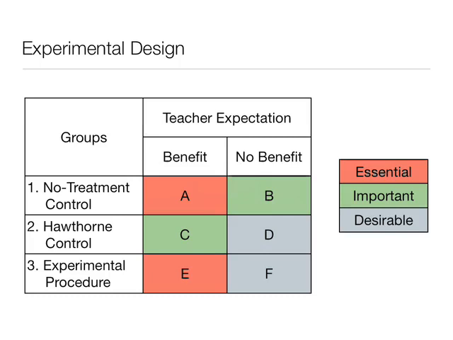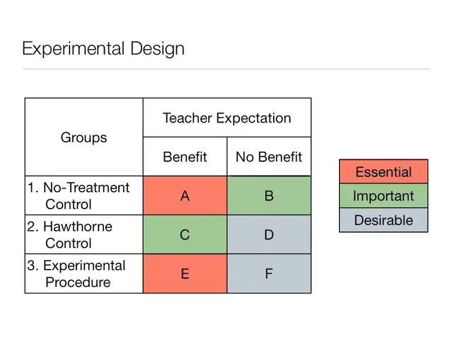So what I've done here in this diagram is outline the hierarchy of how important each group is. So the basic group, the most essential group, is to have one group that's getting the experimental procedure taught by a teacher who expects the procedure to have some benefits. That's group E. And to compare it to a group being taught by a teacher with the same expectations or the same teacher, but who are not receiving the treatment, in other words, who are not playing the game, and that would be group A.